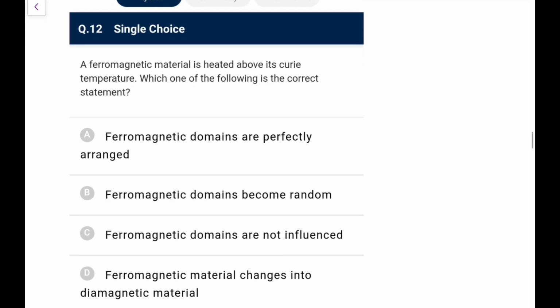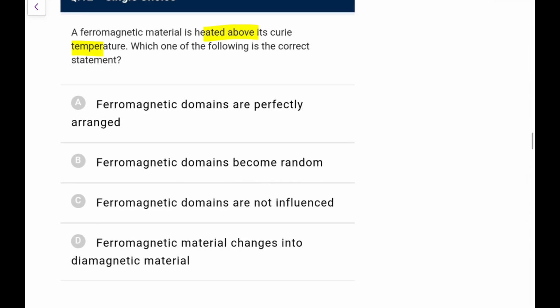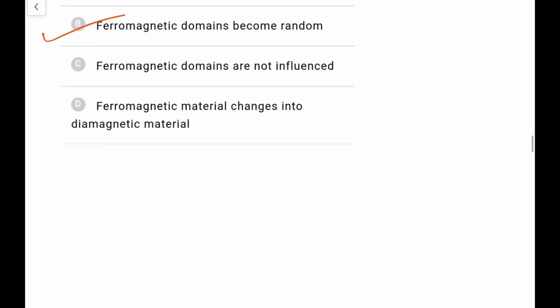Next, a ferromagnetic material is heated above its Curie temperature, so it will become paramagnetic. So what will happen? Domains that were perfectly arranged become random and not influenced. Ferromagnetic material changes into, not diamagnetic, sorry, into paramagnetic. So out of these, this is a better one, they become randomized.